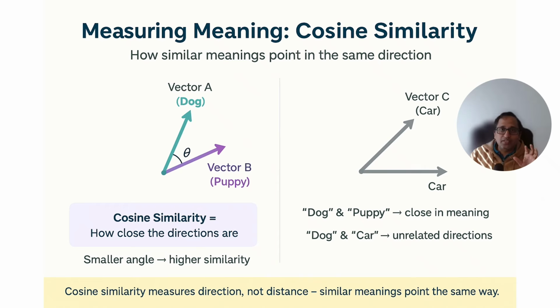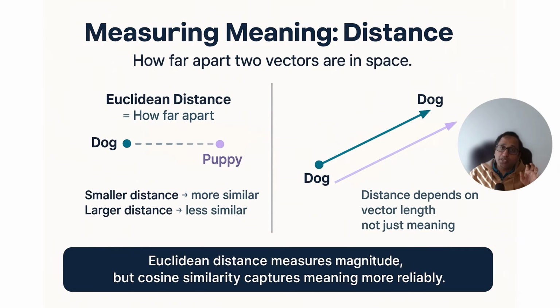To summarize, cosine similarity is the angle between the vectors. The smaller the angle, the closer the meaning. It measures the direction between the two vectors, not the distance. There is another way to measure these vectors called Euclidean distance. Of course, it is not as popular as cosine similarity.